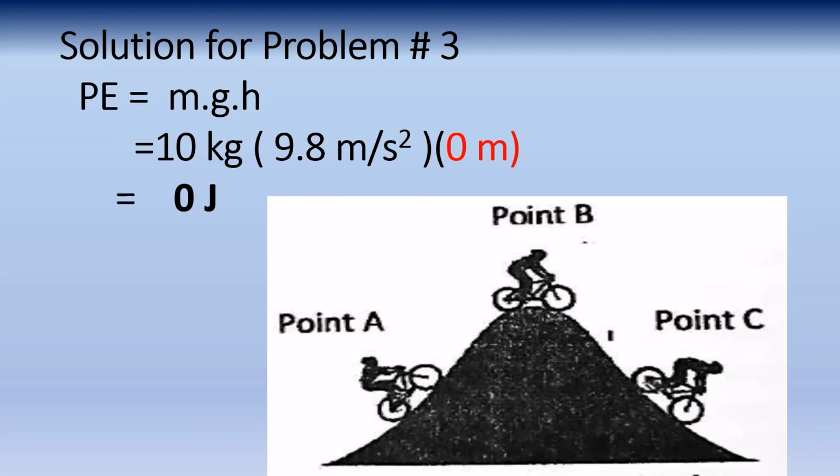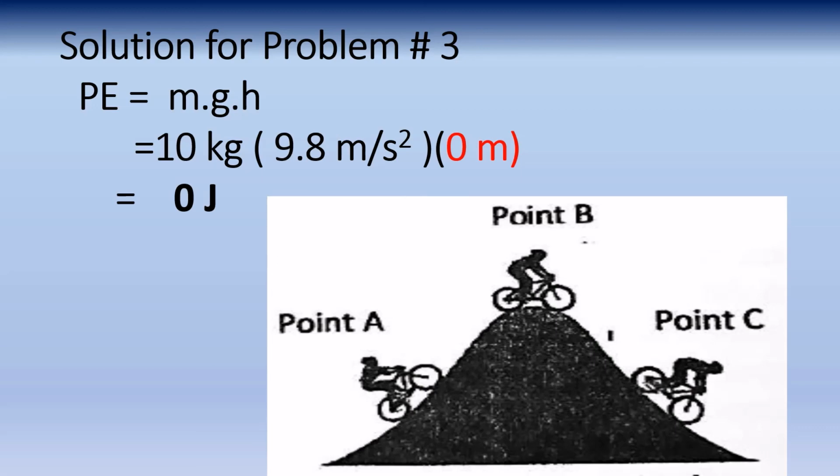So the factor that affects the potential energy, class, is the height. If the height is increasing, the potential energy also will increase. If the height is decreasing, like going down, the height will decrease, and the same with the potential energy, it will also decrease.